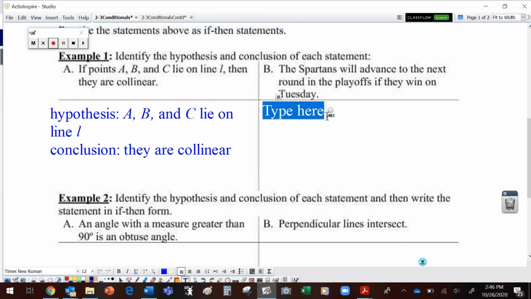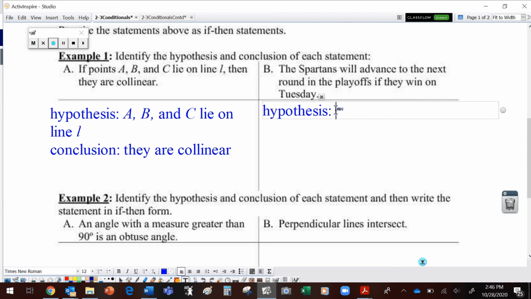Okay, part B, another example. The Spartans will advance to the next round in the playoffs if they win on Tuesday. Well, they did win on Tuesday, so they are going to the next round of the playoffs. Good job, guys. So let's talk about the hypothesis and the conclusion. The hypothesis is what needs to happen first. Now this one, it's flipped around. This one they write the conclusion first, and then the hypothesis comes at the end.